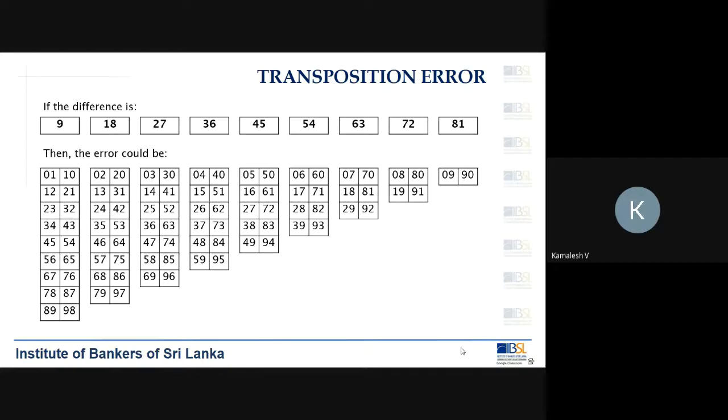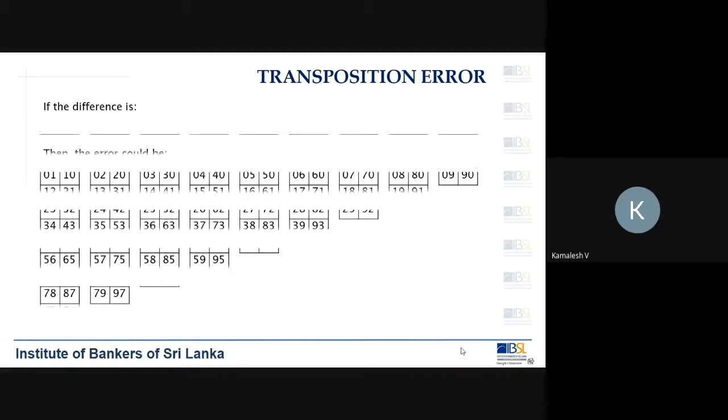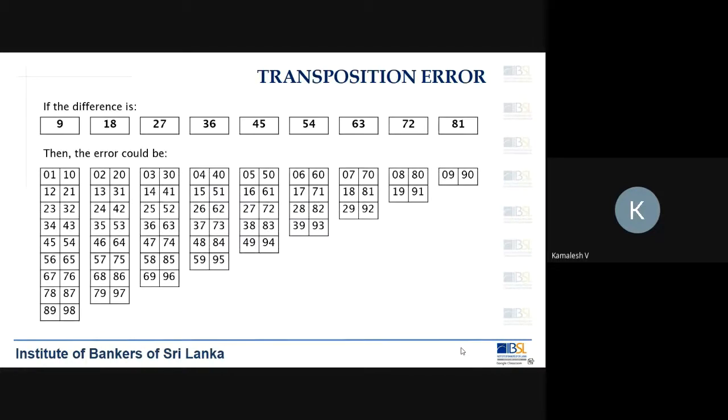Have you heard of the term inversion? So we call this transposition error an inversion error. What do you mean by an inversion error? As clearly said, instead of 01, you put 10. Instead of 45, you put 54. Those types of mistakes can happen when you are performing a large volume of transactions. Instead of 36, you put 63.